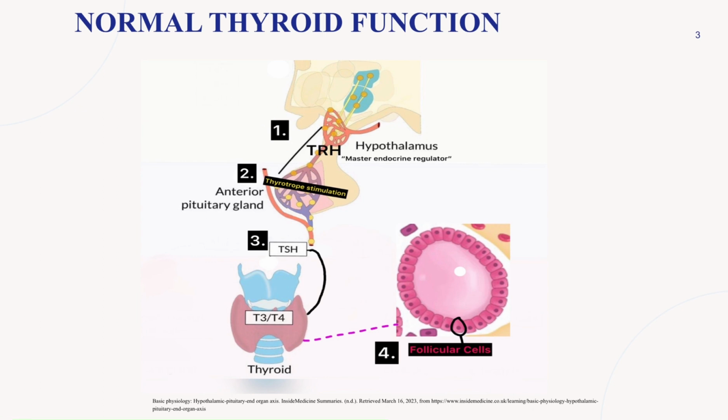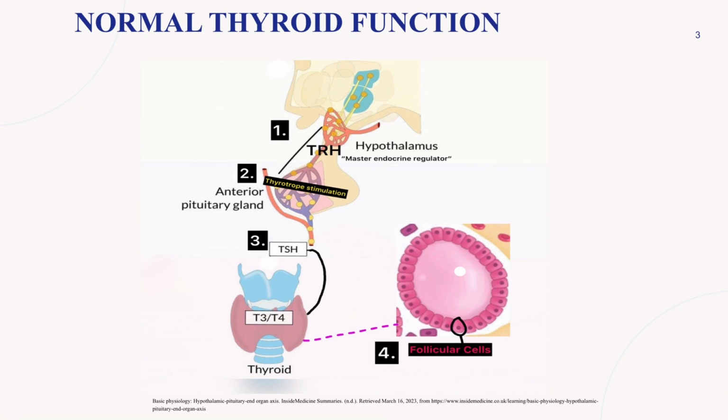Once the hypothalamus, also known as the master endocrine regulator, receives a signal from the brain, it can begin working. So this signal allows the hypothalamus to release something known as TRH, thyrotropin releasing hormone, here at stage 1. The TRH will travel down the hypophyseal portal system into the anterior pituitary. Here at stage 2, TRH stimulates the thyrotropes that are located here at the pituitary gland.